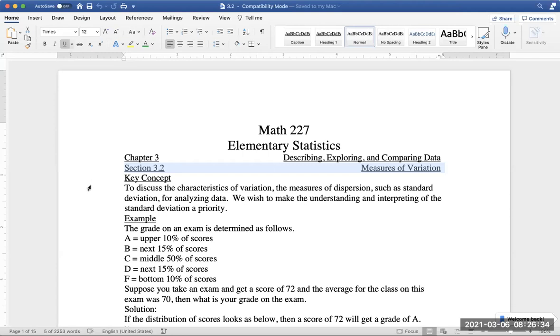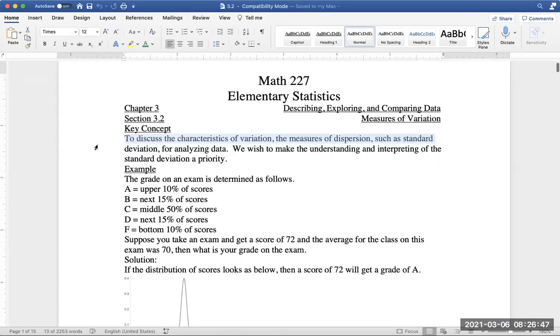In this section, we're going to be discussing these characteristics of variation, the measures of dispersion. So, well, why? Let me do the following example.